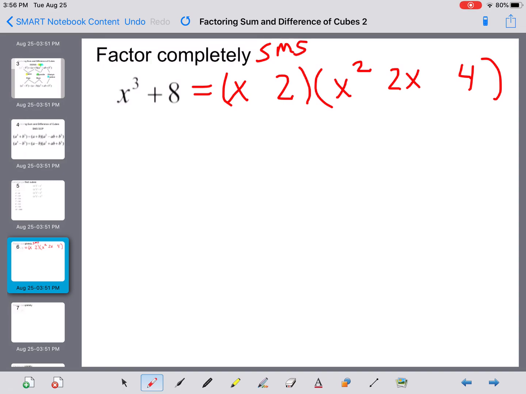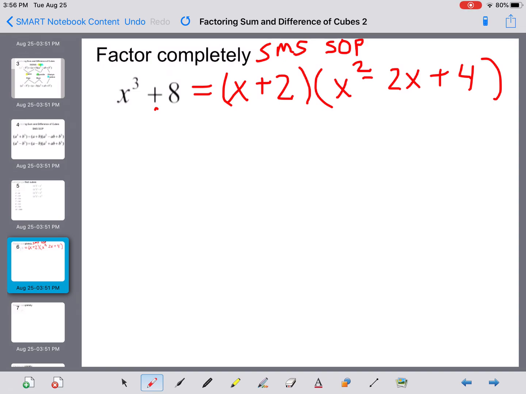For our signs, we're going to say the same sign. So this sign is going to be the same as this sign, so we have plus. The next sign we're going to have is the opposite sign, so we're going to have minus. And then our last one is always positive.